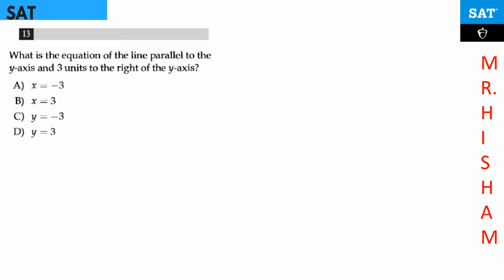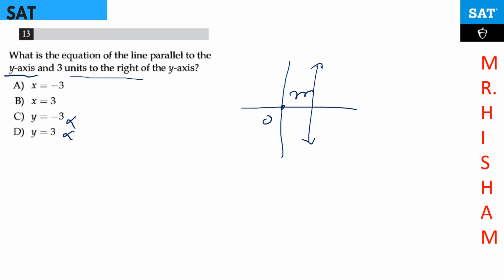What is the equation of the straight line parallel to the y-axis? Since you are finding the equation of a straight line parallel to the y-axis, the equation is not y, the equation is x. And 3 units to the right, here is the origin. So 3 units to the right of the origin, so it intersects at the point 3. So x is equal to 3.